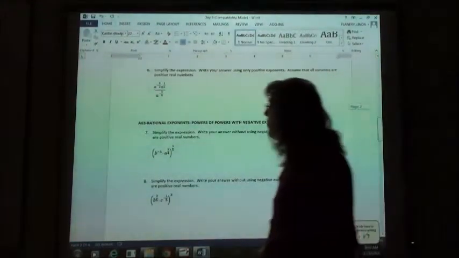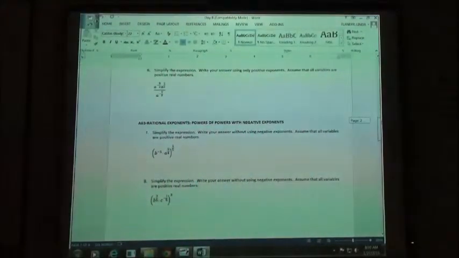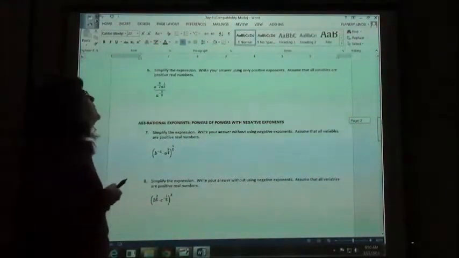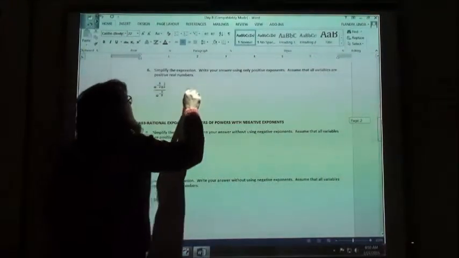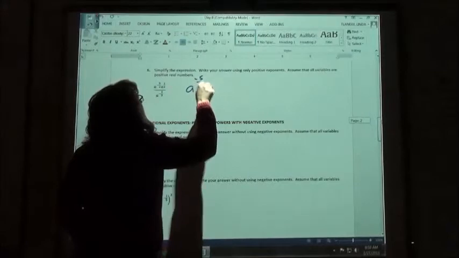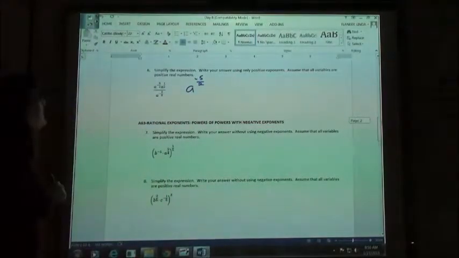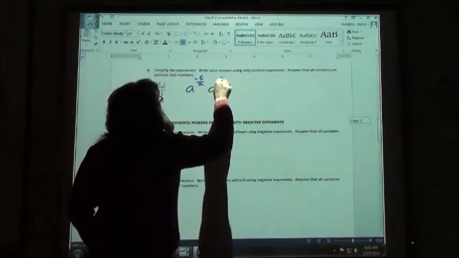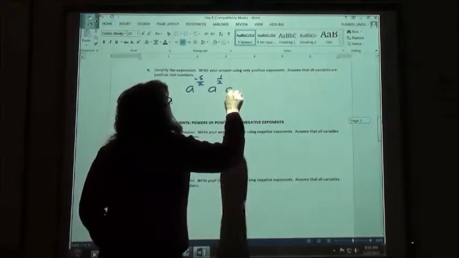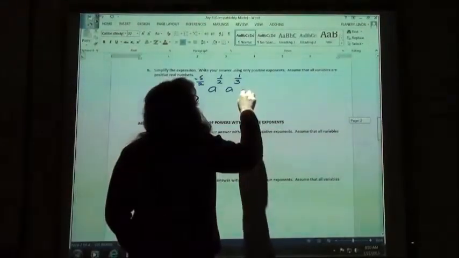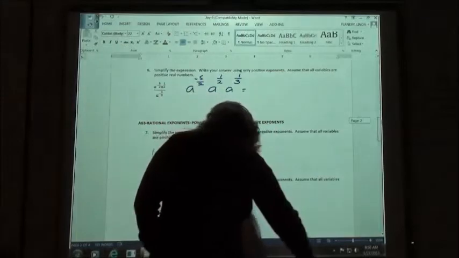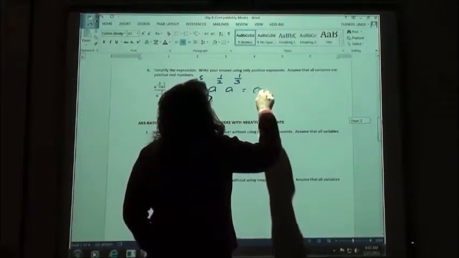So number 6, if we rewrite that one so it's just a multiplying problem, what should I have? A to the negative 5 halves. Yeah, 5 halves. A to the 1/2. A to the 1/3, exactly. So that 1/3 became positive instead of negative, and now I'm going to add my exponents. My common denominator would be? I'd say 6. I'd say 6 too.